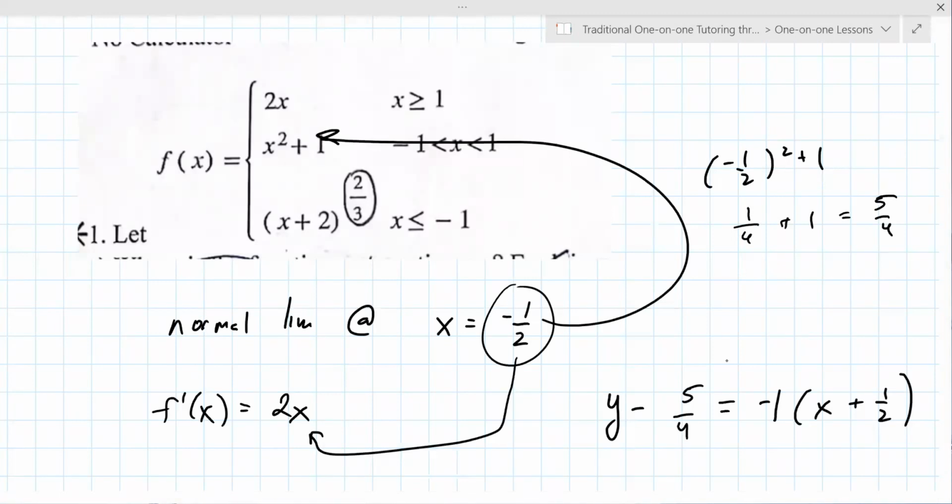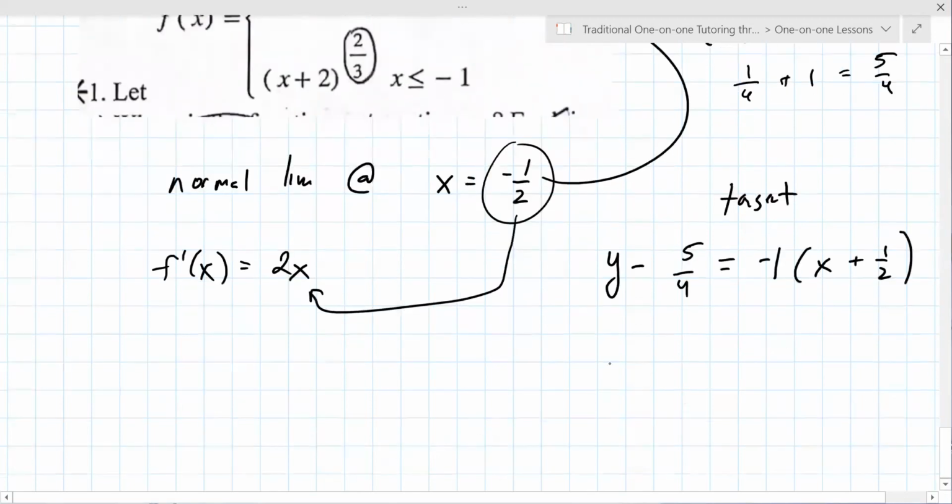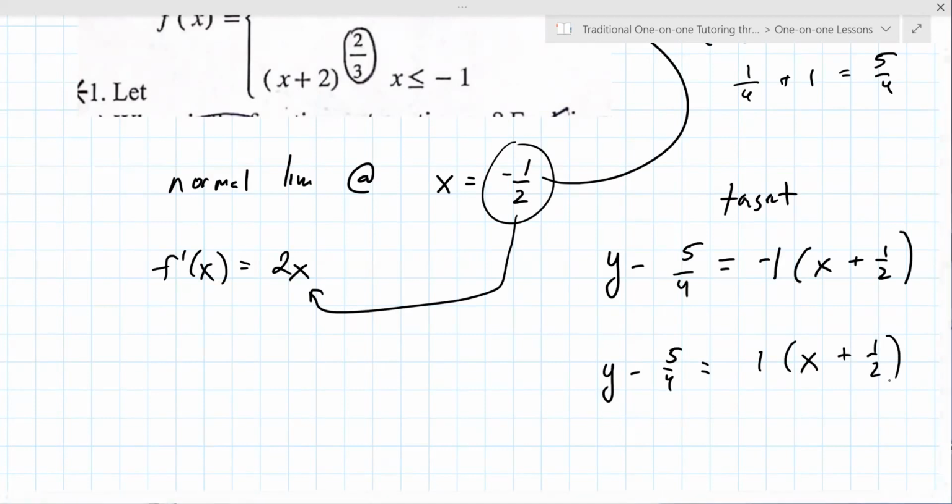Okay, this is the tangent line though. So how do you change this to make the normal? Oh, so it's just y minus 5/4 equals 1 times (x plus 1/2), is it just 1? Yes. So if it was 5/4, it would become -4/5, right? Yes. Okay.